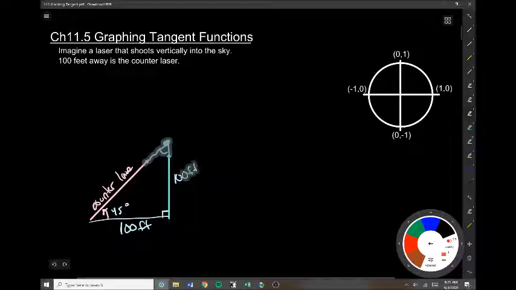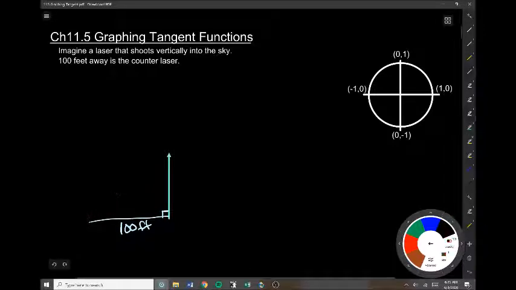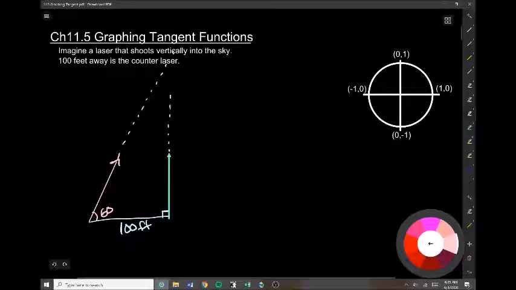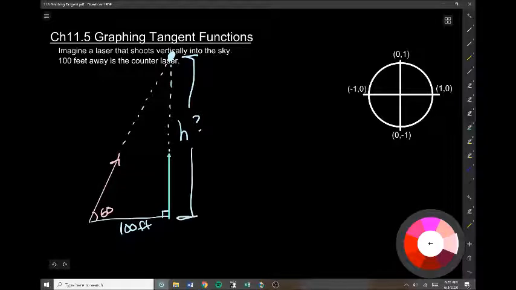Pretty cool. But let's say that this counter laser is going to start changing its angle. Let's say it's going to get steeper and shoot up like this. Let's say this is 60 degrees. I'm actually not trying to pick all unit circle measures. We'll say 60 for now. Well, this laser shooting up like this, they're going to meet right about here. Okay, well, how high is that? What is this height here spanning all of that?